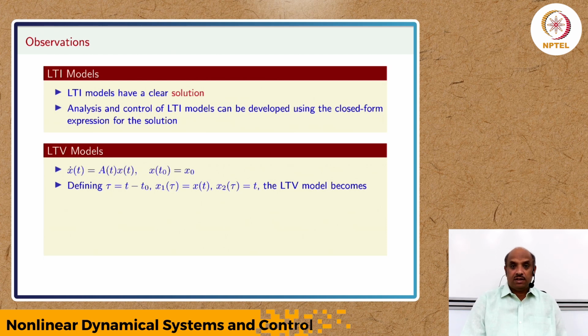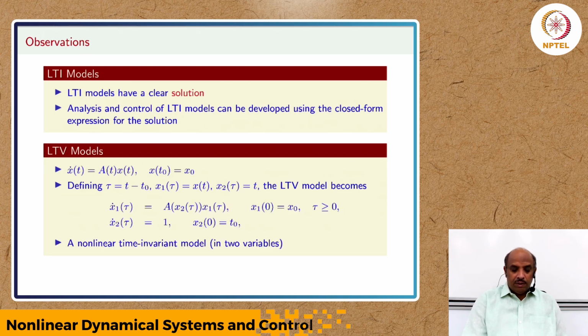So the next thing I want to look at is just a small extension, or make one point regarding linear time varying models. Linear time varying models without input, in this particular case, you can see x dot of t is equal to A of t times x of t. So no difference between the linear time invariant and this one, except A is now time dependent. A is a function of time. And I'm going to use this trick by defining some tau equal to t minus t0, and defining these two variables x1 and x2 as given by x of t and t respectively. The linear time varying model can now be written as these two first order equations that look time invariant.